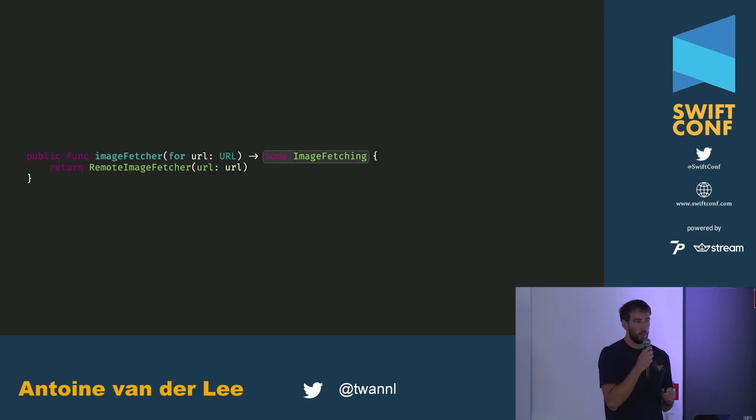But if we only use a remote image fetcher, the type will always be consistent in the scope of the method, right? We always return a remote image fetcher. So in this case, we can opt out of what Xcode suggested, because Xcode would still suggest any, even if your body is like this. Change it to some, benefit from performance, and it all works the same.